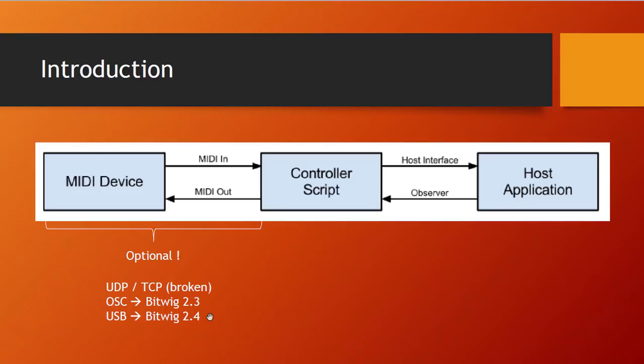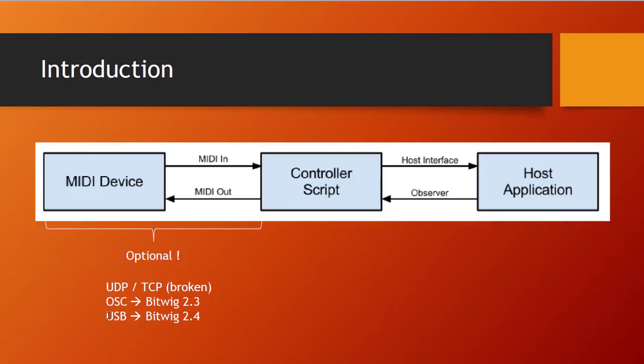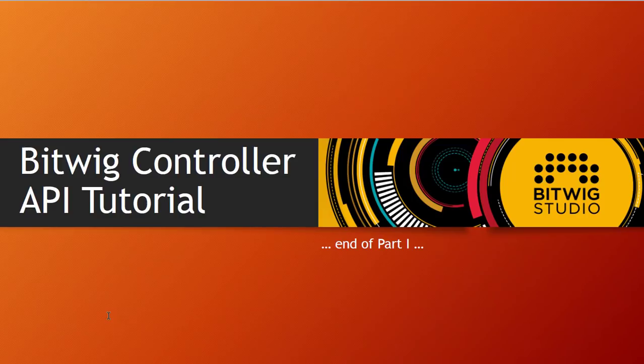And since Bitwig 2.4, there is also USB support. So you can also talk to USB devices, which is very, very powerful. For example, if you want to use a mouse or a joystick or whatever, or talk to a display of a device which can be accessed via USB, you have now all these options in there. So already a quite long introduction without writing any code at all. We finished part one and we will get our hands dirty in a second part and write some funky code.